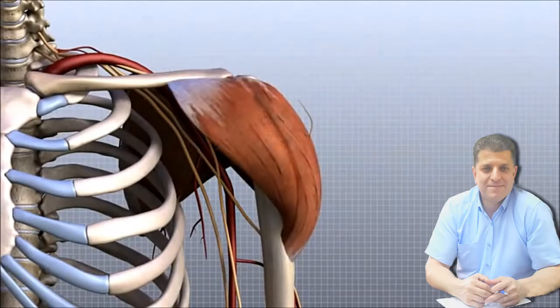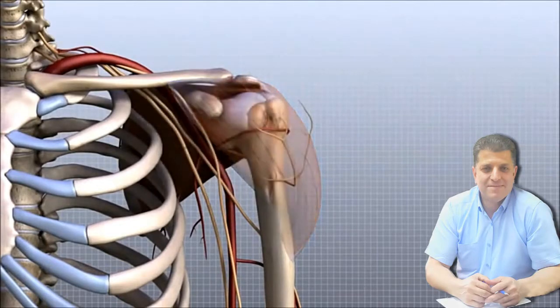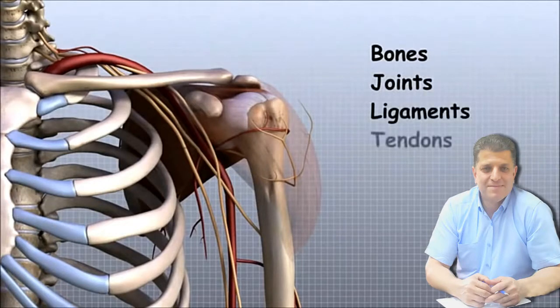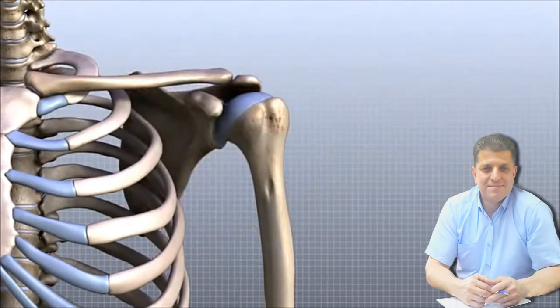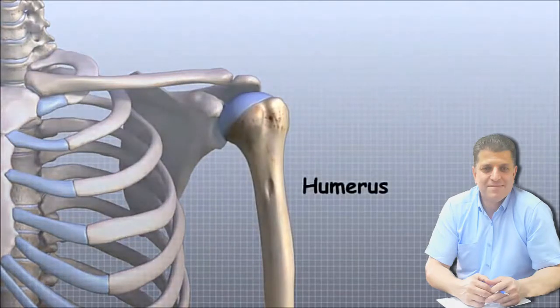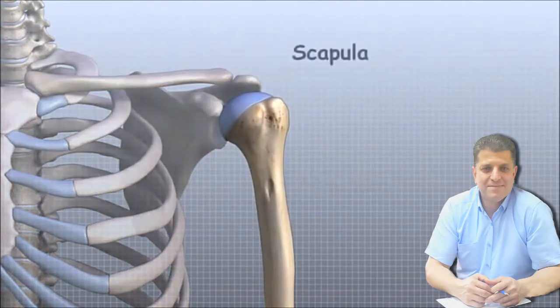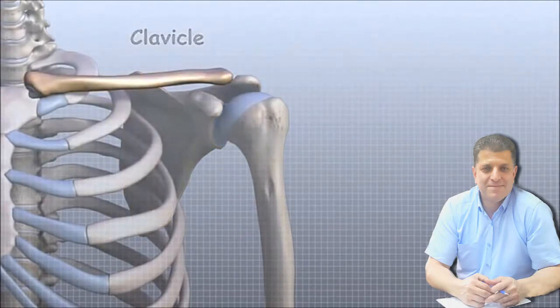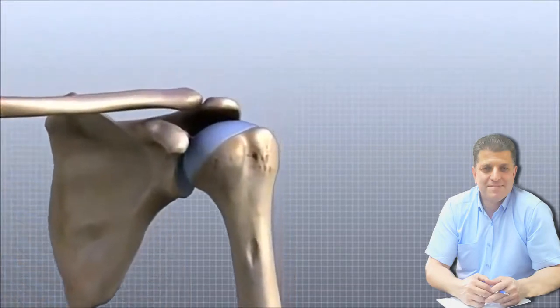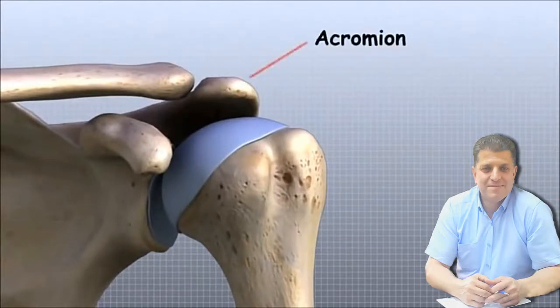The important structures of the shoulder can be divided into several categories. These include bones, joints, ligaments, tendons, muscles, nerves, blood vessels, and bursa. The bones of the shoulder are the humerus, or the upper arm bone, the scapula, or the shoulder blade, and the clavicle, or the collarbone. The roof of the shoulder is formed by a part of the scapula called the acromion.